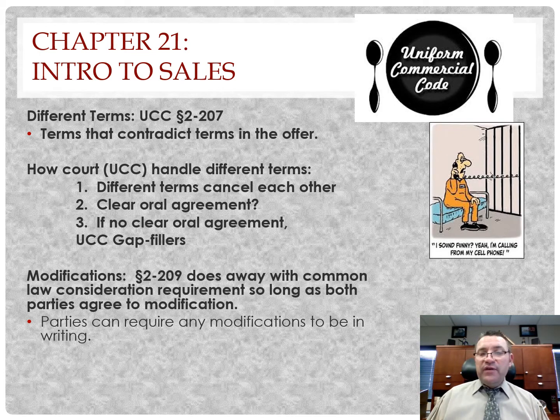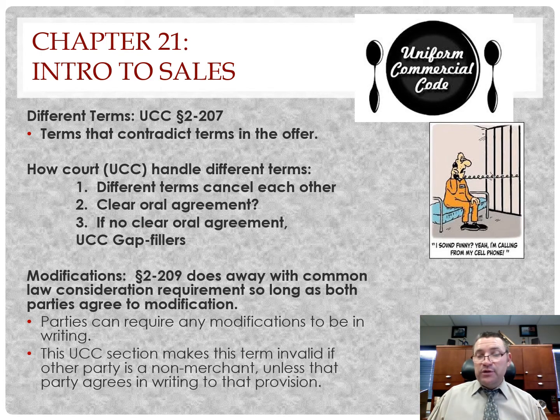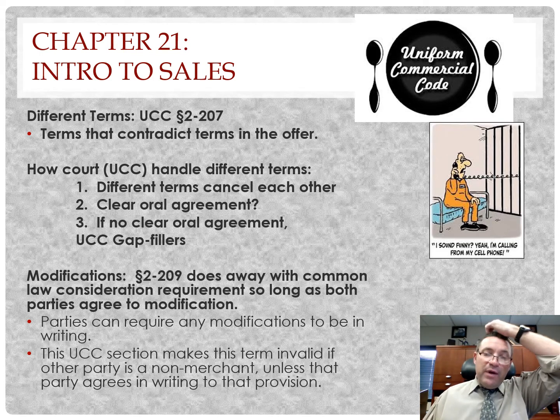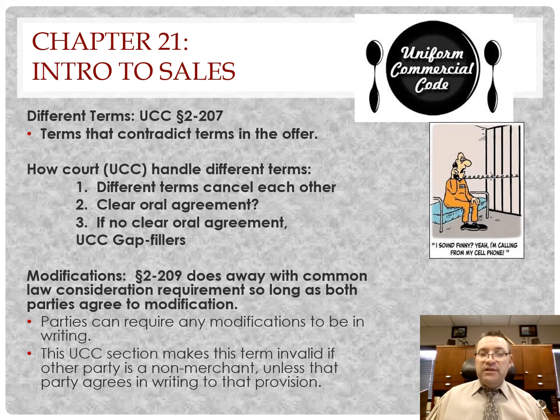So parties can require any modifications to be in writing. If any of the contracts said all modifications have to be in writing, then they have to be in writing. So I would have to send to the company to which I'm selling widgets, hey, I've got these knockoffs. They basically do the same thing. Will you accept these as conforming goods instead of the widgets? And if they say yes, we're good to go. If they say no, we may have some issues. A UCC section makes this term invalid if the other party is a non-merchant. Again, if it's between merchants, what I just indicated is right. If it's between non-merchants, then not necessarily, unless that party agrees in writing to that particular provision. So that's how the UCC deals with modifications. Usually it has to be in writing if it's specifically stated in the contract.